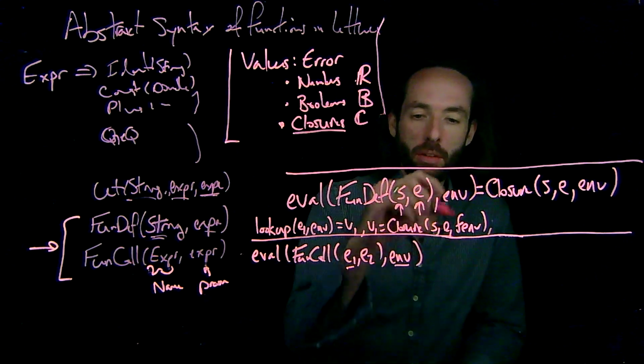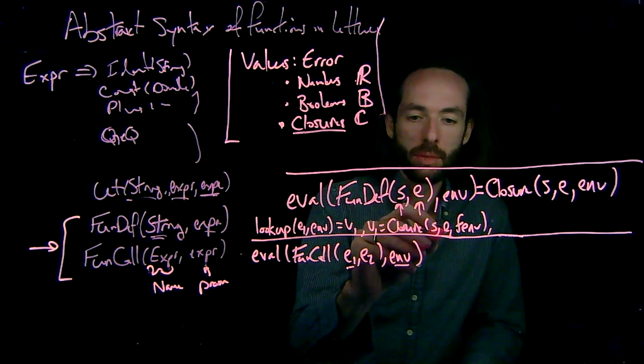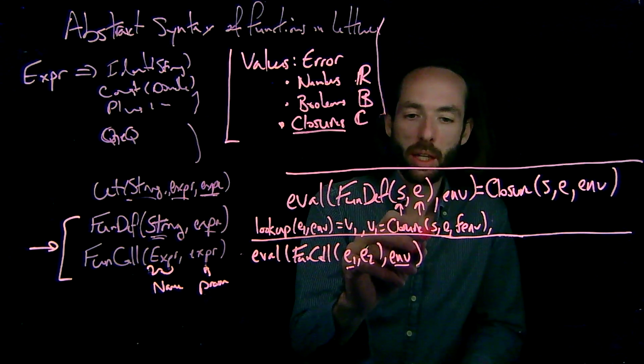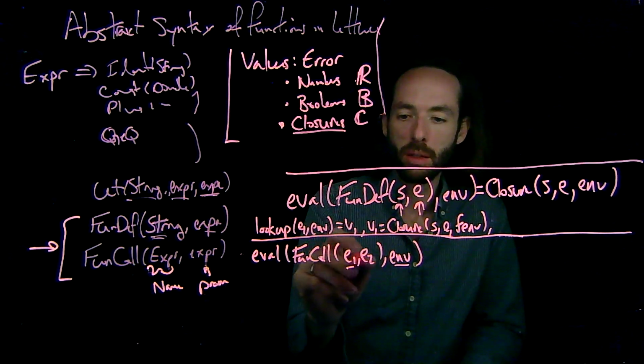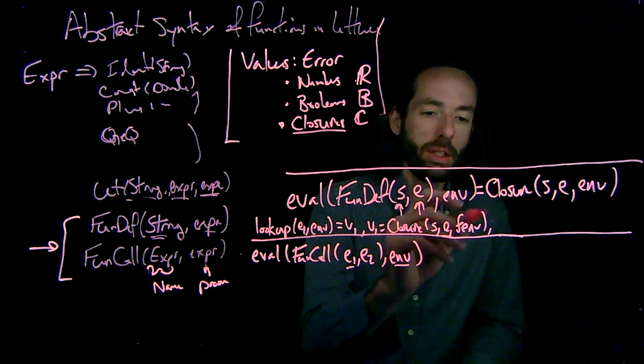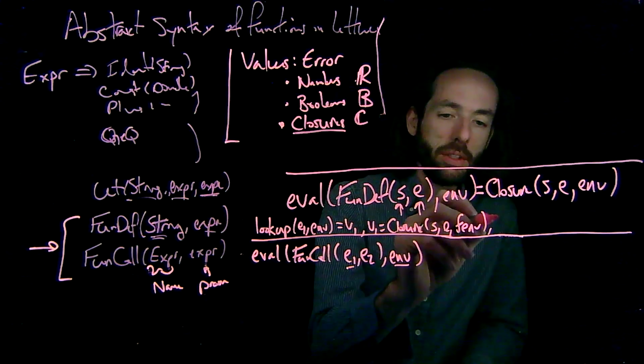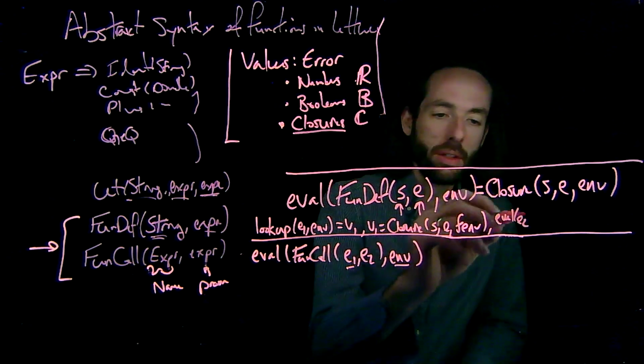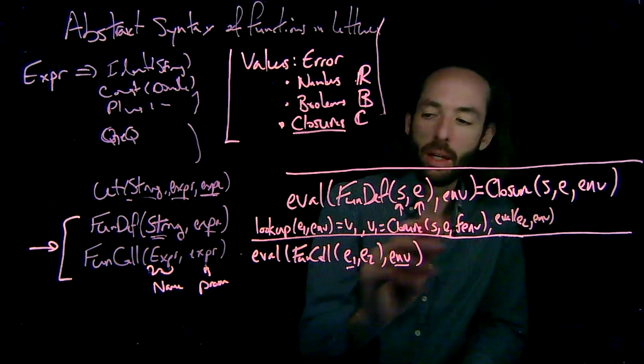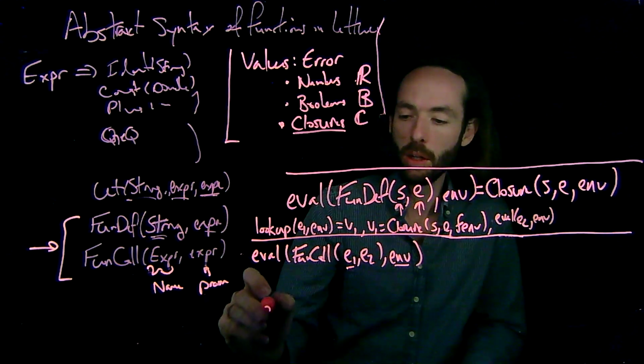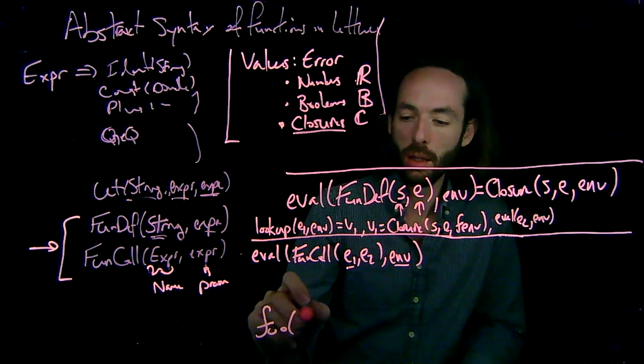I want to evaluate E, right? I want to go through the body of my function, but I want to make sure that I replace S with whatever E2 evaluates to. So I need to evaluate E2 first. So let's eval E2 under this environment, right? When I'm thinking about, I want to call foo on 10 plus 20, right?